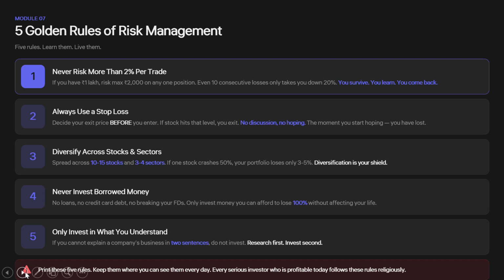Rule number 5. Only invest in what you understand. If you cannot explain a company's business in 2 sentences, do not invest in it. Research first, invest second. Print these 5 rules. Keep them where you can see them every day. Every successful investor I know who is profitable today follows these rules religiously.